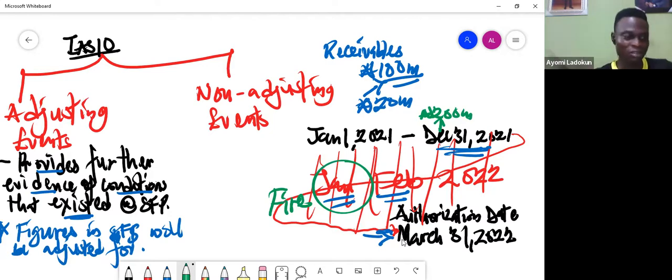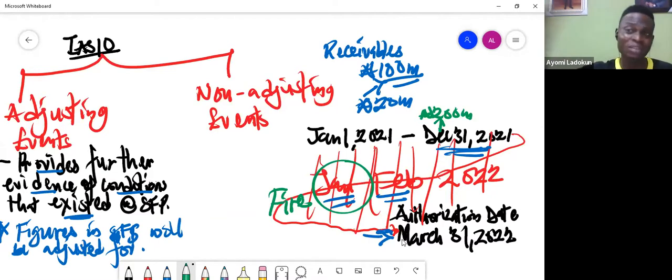This is the answer. You don't need to rack your brain, so let me just tell you straight up. It is a non-adjusting event, because the fire did not occur at the year end. The value of the property was still intact as at the year end in the statement of financial position. The fire did not occur on December 31.